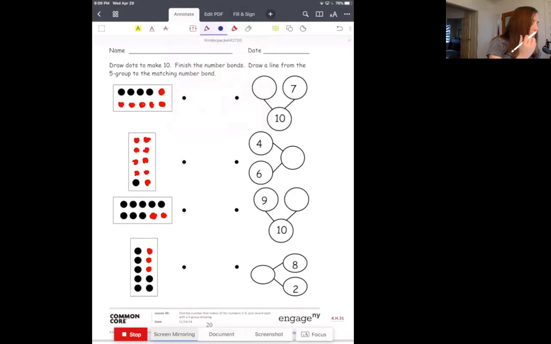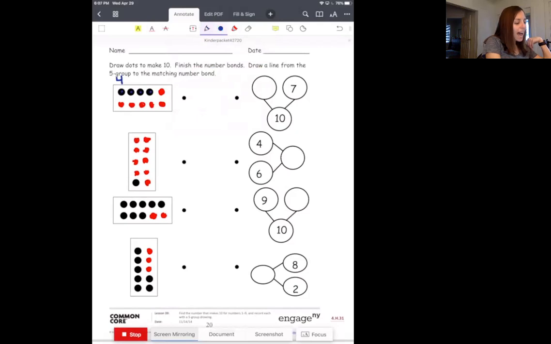I'm going to use a blue pencil just for right now. And I want you to go back up here to the top rectangle. I'm going to count those black dots. 1, 2, 3, 4. I see 4 black dots. So right on top of the rectangle, I'm going to write the number 4.